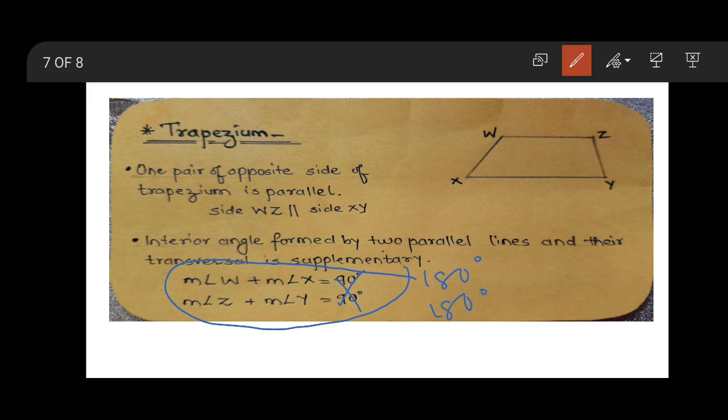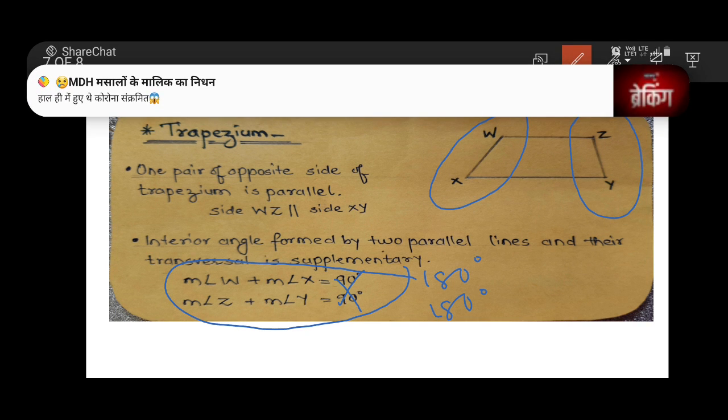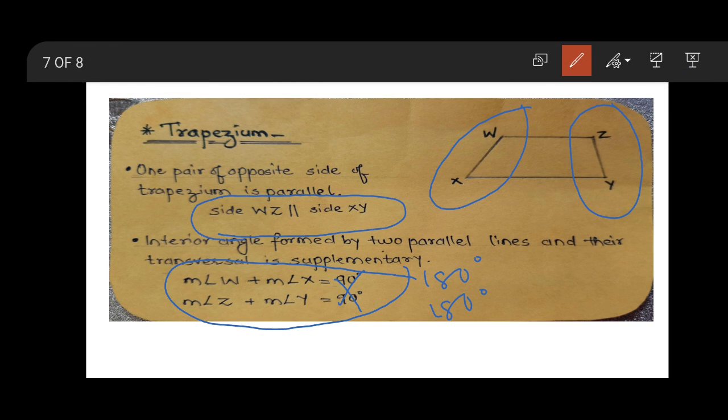Supplementary means 180 degrees. So the sum of angle W and angle X will be 180, and angle Z plus angle Y will be 180. So the property we have studied is that one pair of opposite sides of a trapezium is parallel and the interior angle sum is supplementary.